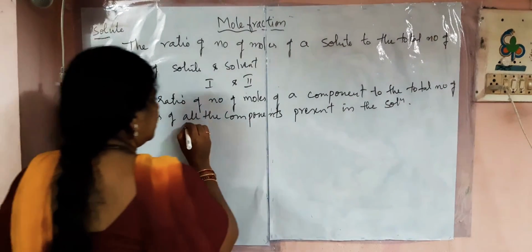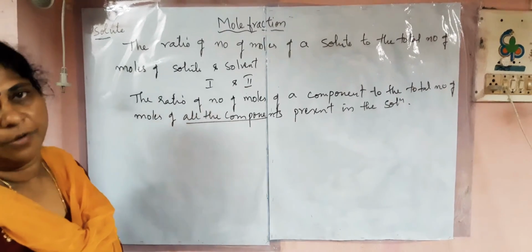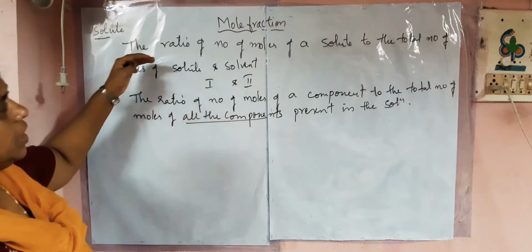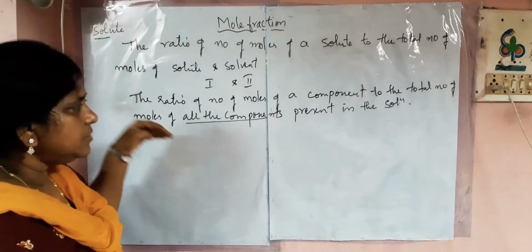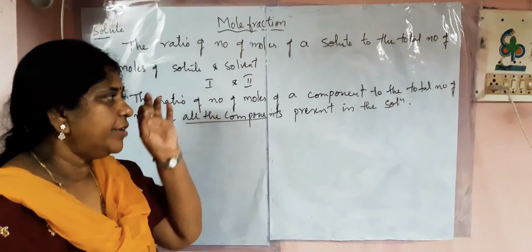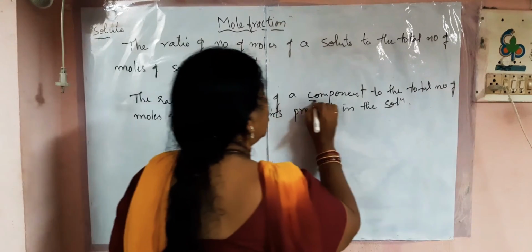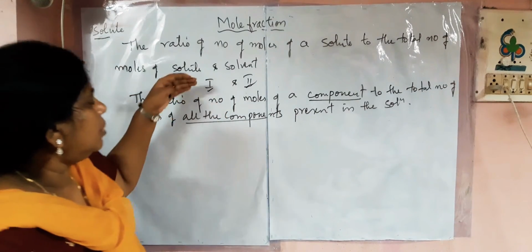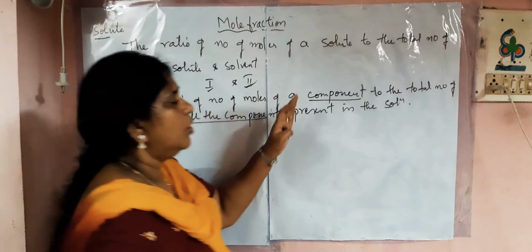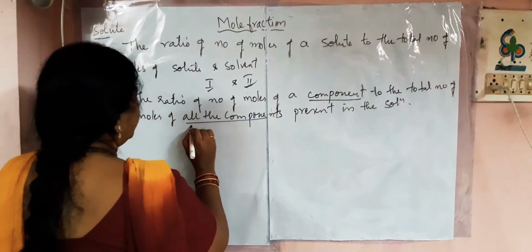So what is the meaning of all the components? You can assume a binary solution or any solution. Let that solution contain any number of components, n number of components. For that type of solution also you can frame the statement. In terms of solute and solvent you have a specific definition, but in general, the definition is the ratio of the number of moles of a component. Suppose you have two components and you want to calculate the mole fraction of component 2, then that component indicates component 2. Or if you want to calculate for component 1, that will be for component 1. So this is a common statement: the ratio of the number of moles of a component to the total number of moles of all the components present in the solution.